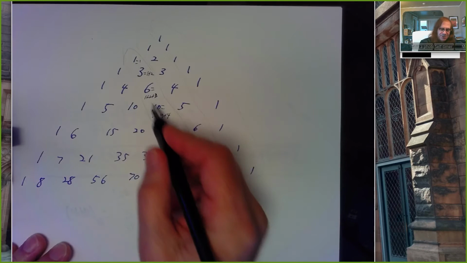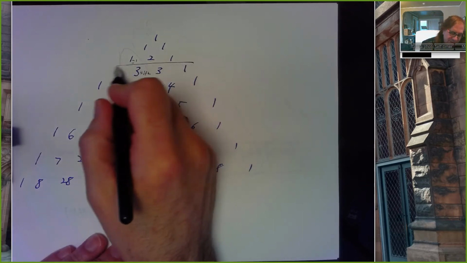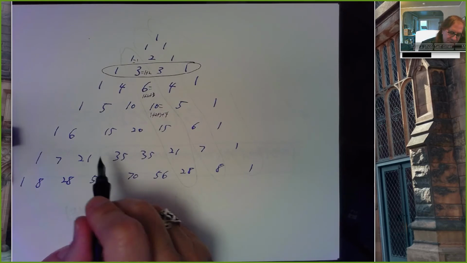All right, so these are triangular numbers, right? Which is kind of cool, because it's a triangle, right? What do you get if you add the elements in each row?